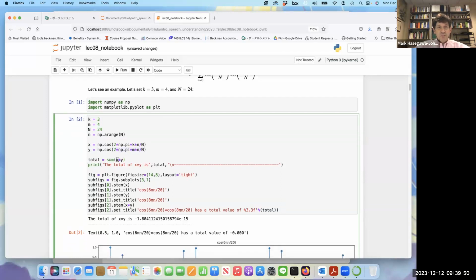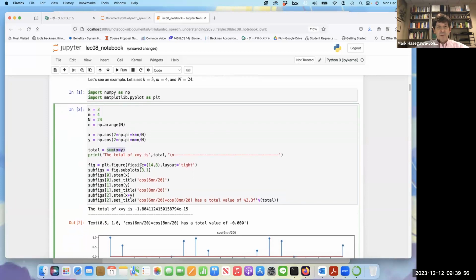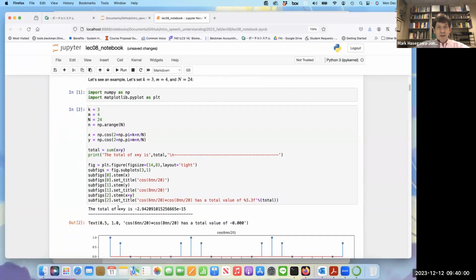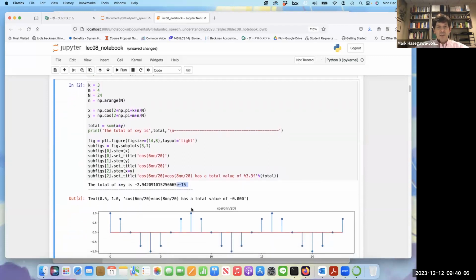And then if I multiply those two together and add up all the samples, we will be able to see what the total of those two is. And then I'll plot them. So the total of x times y is 10 to the minus 15th. That's very, very small. Basically, the total is 0.